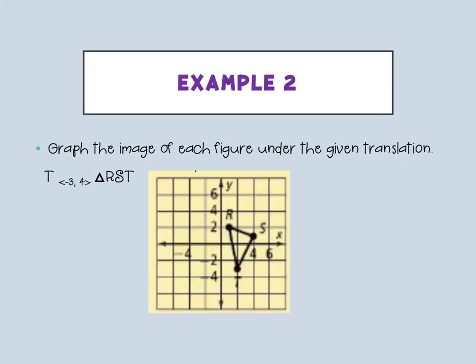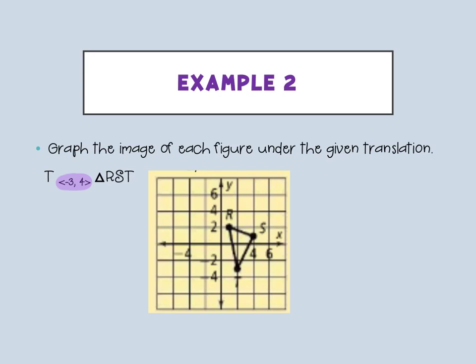All right, so this says graph the image of each figure under the given translation. So now look at T, right? T is the translation, but what's next to it is -3, 4. What does that mean? You have to subtract 3 and add 4. Good. From every X, I'm going to subtract 3. From every Y, I'm going to add 4.